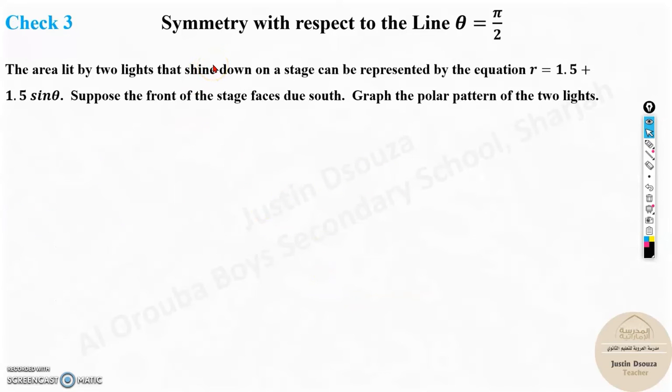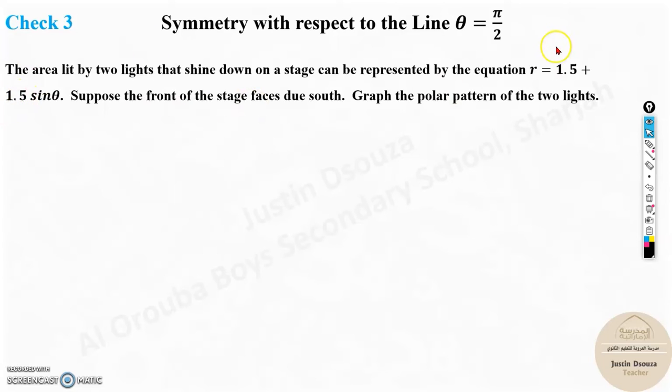Similarly, there's a check problem. I would kindly request you to pause the video, read the problem, and graph the equation by yourselves. I hope you paused it and tried it. When you try and solve problems by yourself, you get confidence to solve more problems, and during the exams you will never be scared of any problem. You'll be more confident to solve. That's why try solving by yourselves, okay?